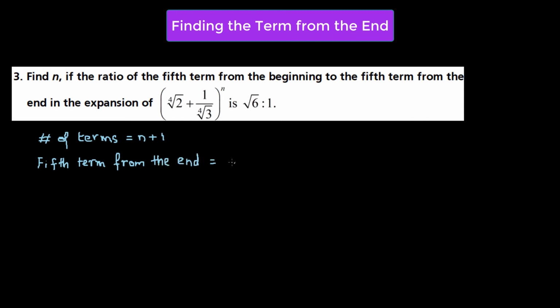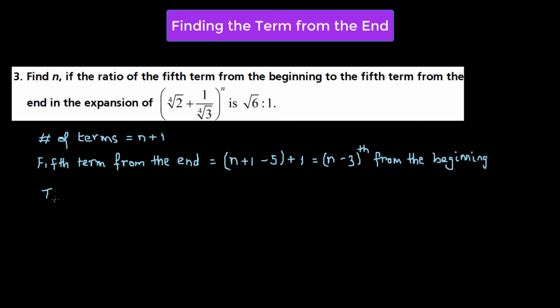The fifth term from the end is simply going to be, we consider the total number of terms, then we subtract 5 from it, and then we add 1 to it. So this is going to be equal to n minus 3. So this is the n minus 3rd term from the beginning. So there we go. Now we find out the fifth term from the beginning.